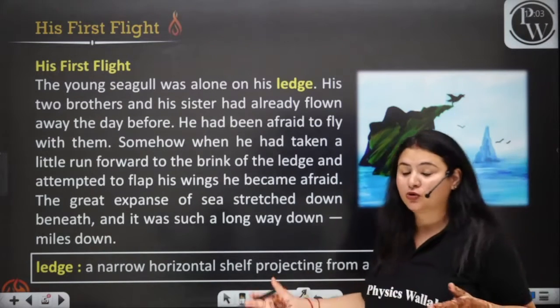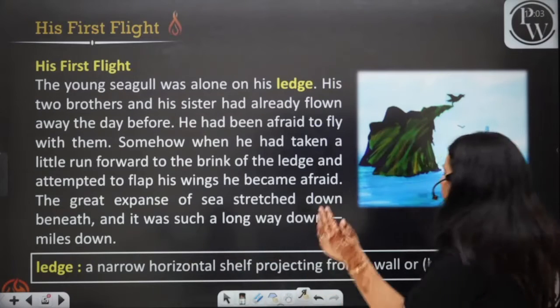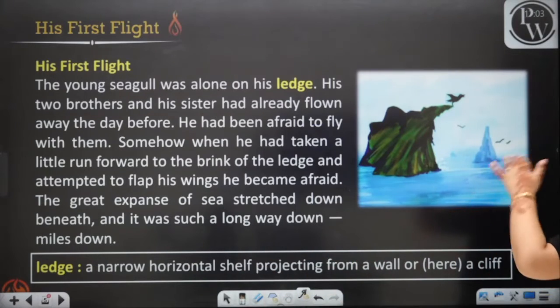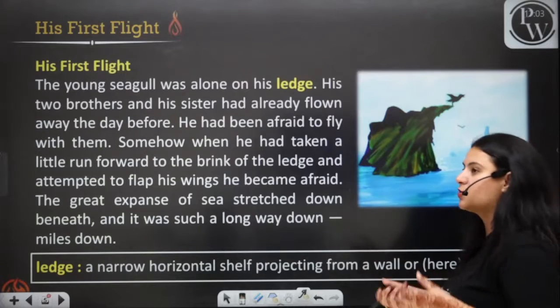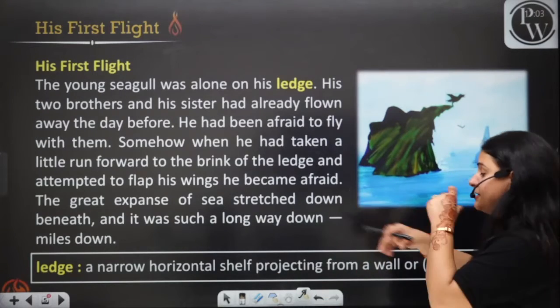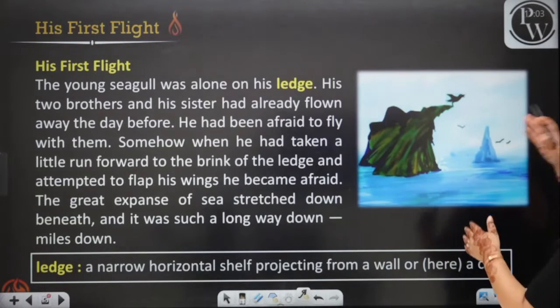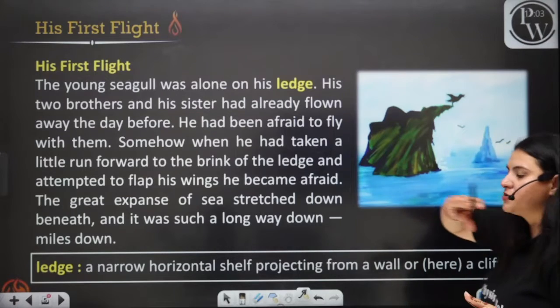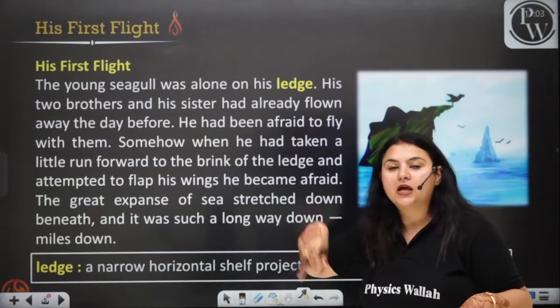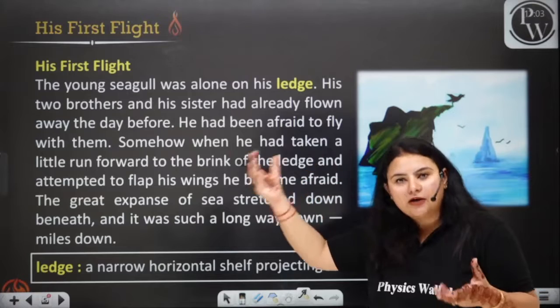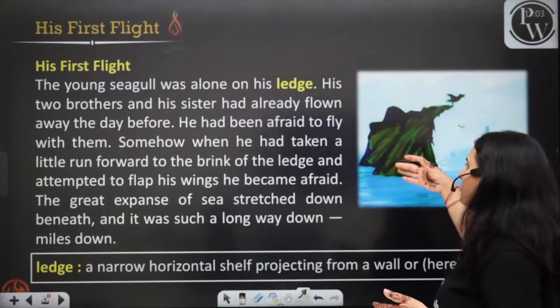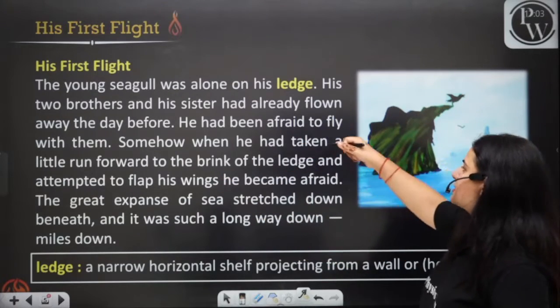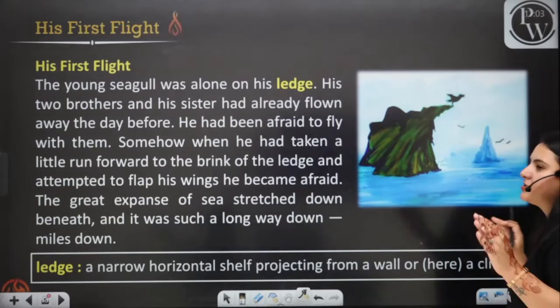What is the ledge? Okay, ledge: a narrow horizontal shelf projecting from a wall or here, a cliff. In this case, we are talking about a cliff, and it's narrow. It's horizontal in shape, and we can see that the young seagulls live on these kinds of ledges only. His two brothers and sisters had already flown away the day before.